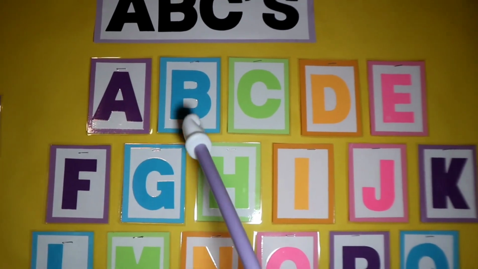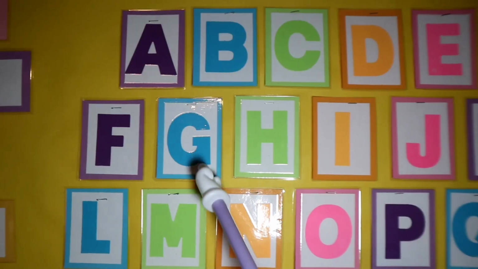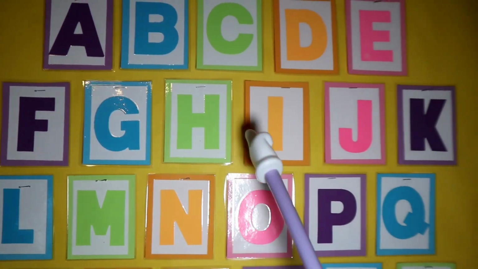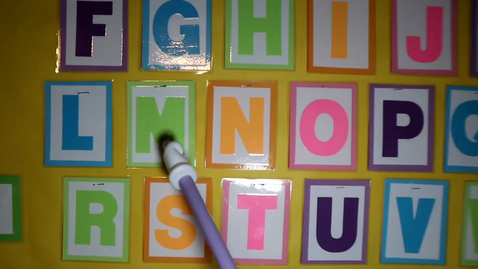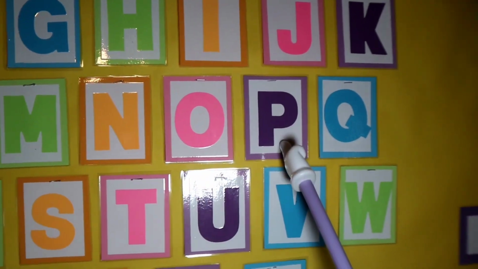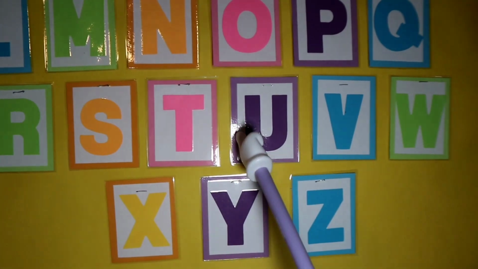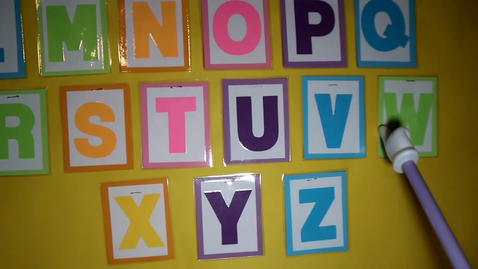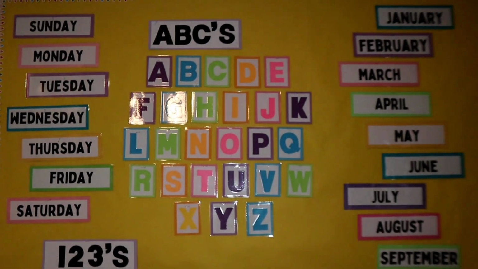Are you ready to say your alphabet? Let's go. We have A, B, C, D, E, F, G, H, I, J, K, L, M, N, O, P, Q, R, S, T, U, V, W, X, Y, and Z. Those are our 26 letters of the alphabet.